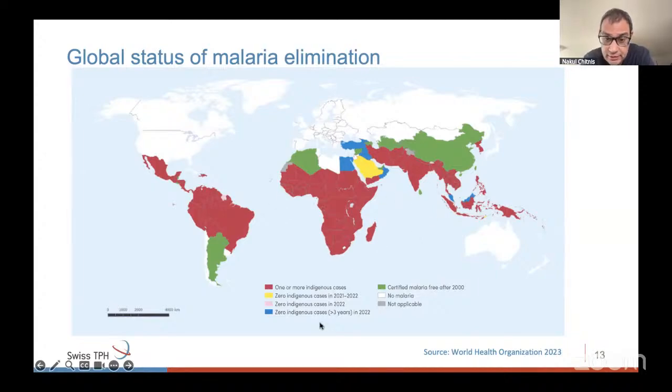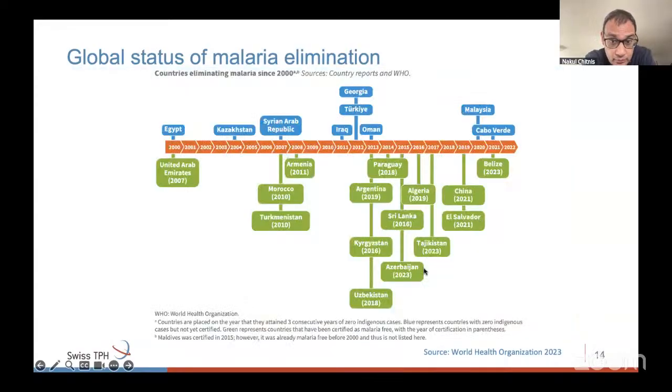And countries in yellow are countries that have had no indigenous cases for 2 years. And blue are 0 indigenous cases for over 3 years. So these are countries that are close to elimination. I think Egypt is also now certified. And here you can see a list of countries. The green countries are countries that have been certified, and blue countries are countries that have 0 indigenous cases, but have not yet been certified, or at least hadn't been in 2022.